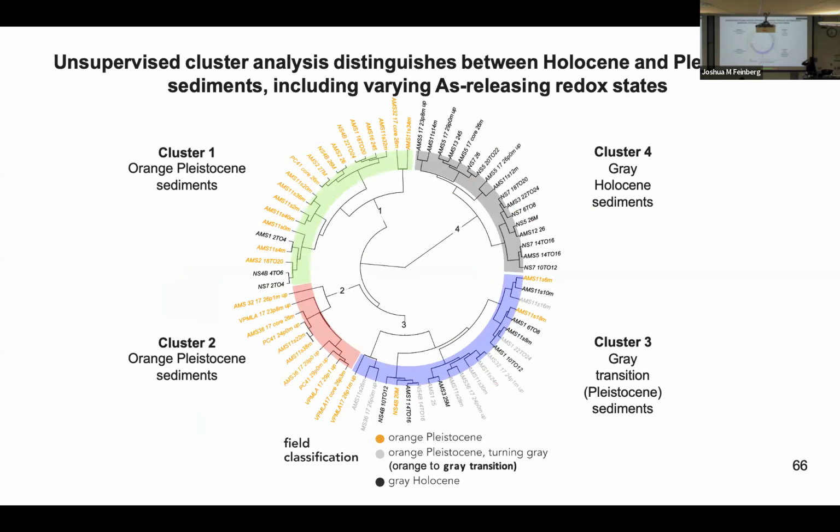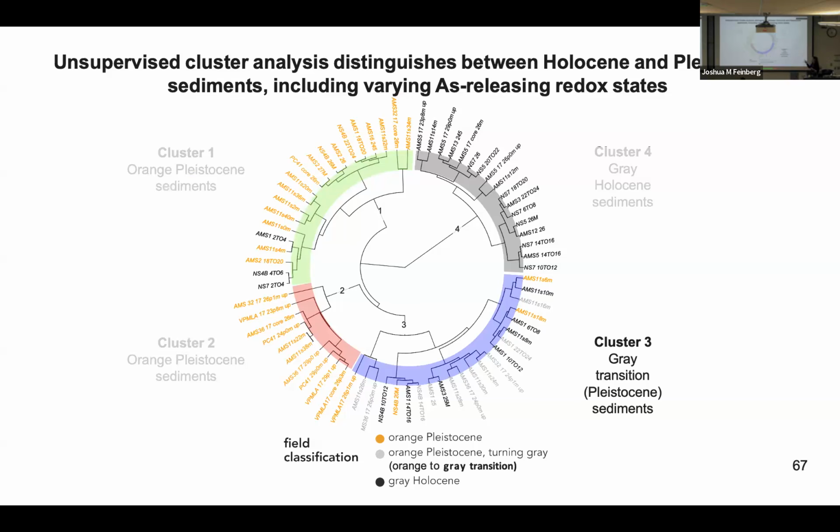I'll walk you through this, but essentially we found that our unsupervised cluster analysis distinguished between our Holocene and Pleistocene sediments, including varying arsenic-releasing redox states. To slowly walk you through this, again, we start at the center. We have this cluster 4 branch off first. We see it's mostly all composed of our gray Holocene sediments. When we go back to the center, we see that there are these 3 clusters that come off. Cluster 1 is primarily all our orange Pleistocene sediments. And we go down to cluster 2, which is also orange Pleistocene sediments. And we go to cluster 3, which mostly seems like our gray transition Pleistocene sediments.